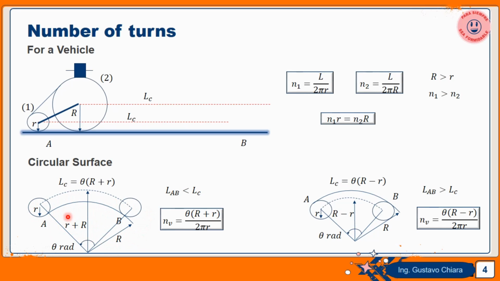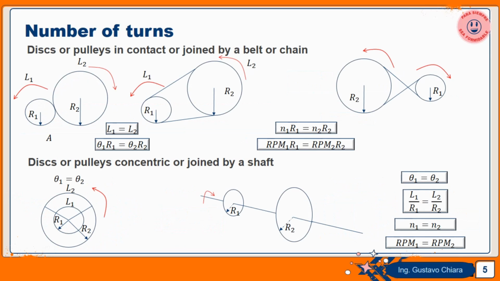In the other case, it is the same situation, but the wheel is under the track. So in that case the formula is the same, but we need to subtract both radii. It's very common to find problems that have discs or pulleys in contact or joined by a belt or chain.